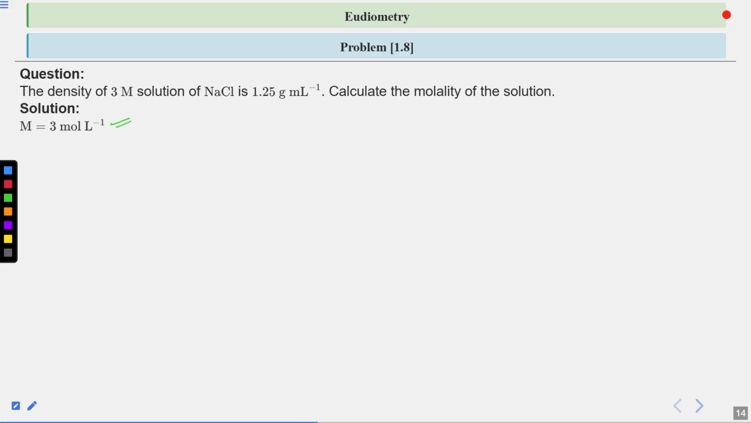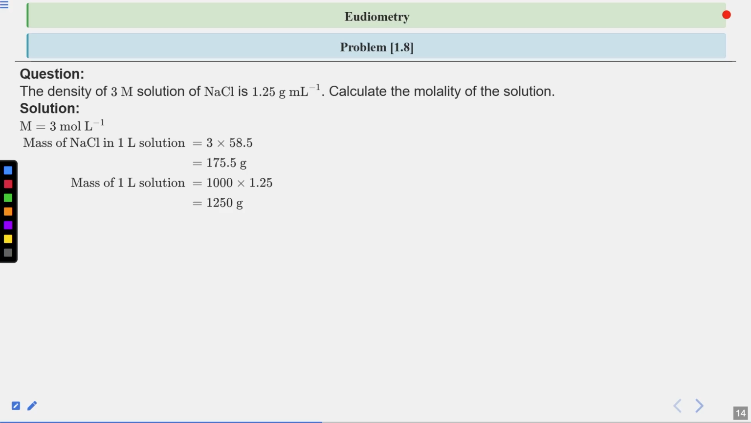So we have the molarity. Capital M is the molarity, or its unit can also be written as 3 mole per liter. Now I have already told you what the moles of NaCl present in 1 liter of the solution would be. If its molarity is 3 mole per liter, it should be 3 moles. Any issue in this part? So 1 liter of this solution will contain 3 moles of NaCl.